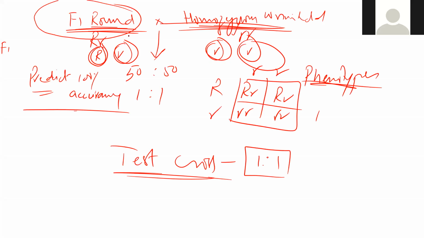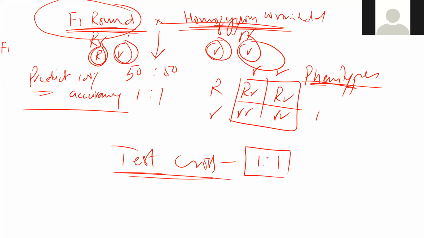Yes, sir. I have a question. Ji, please go ahead. Yes. I wanted to ask, in the model we are using, we are only taking account two factors. We are calling one capital R the dominant allele and small r the recessive allele. But in reality, aren't there many more types of recessive alleles which we observe in traits?